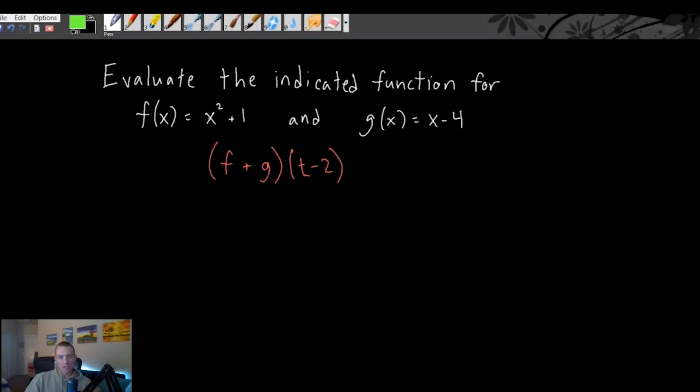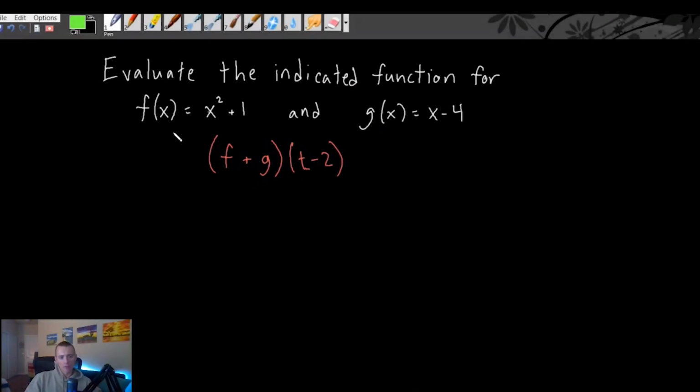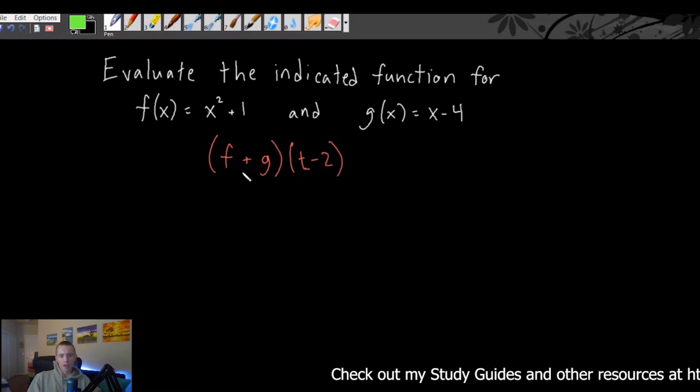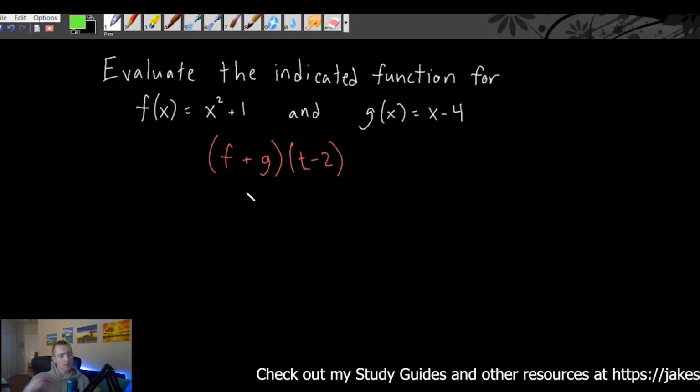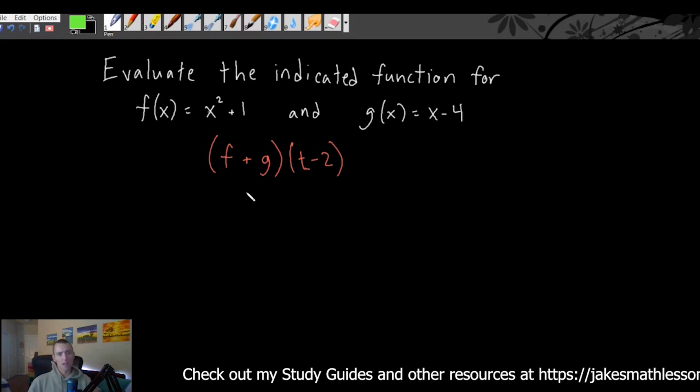To evaluate the indicated function for f of x equals x squared plus 1 and g of x equals x minus 4. But now the function that we need to evaluate is f plus g of t minus 2. So now this is a little different. We're going to kind of start the exact same as we did the last one.